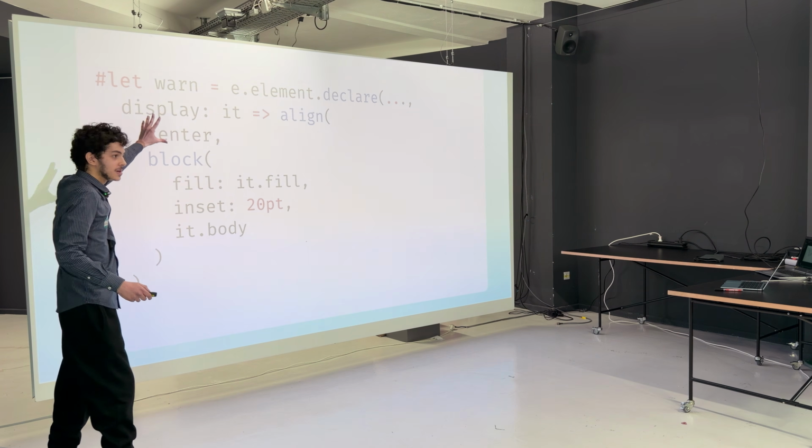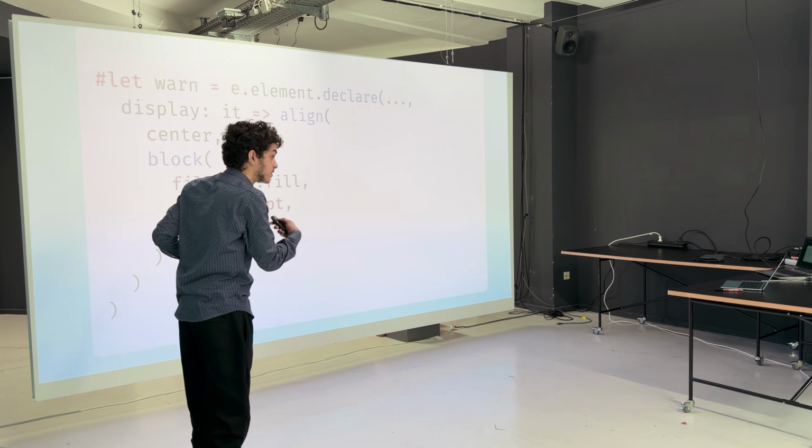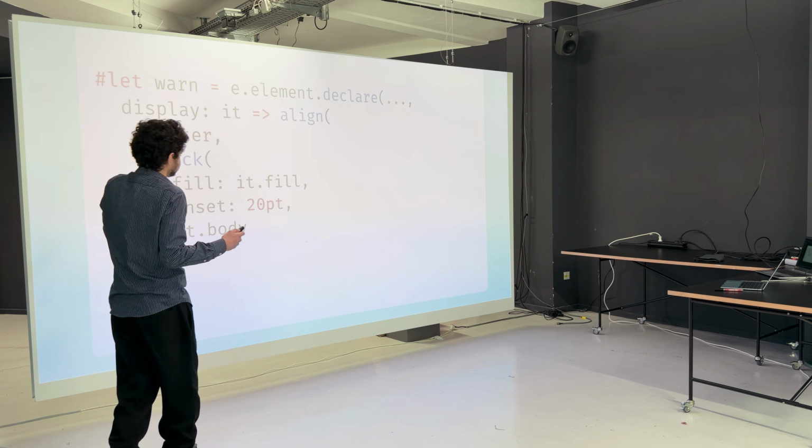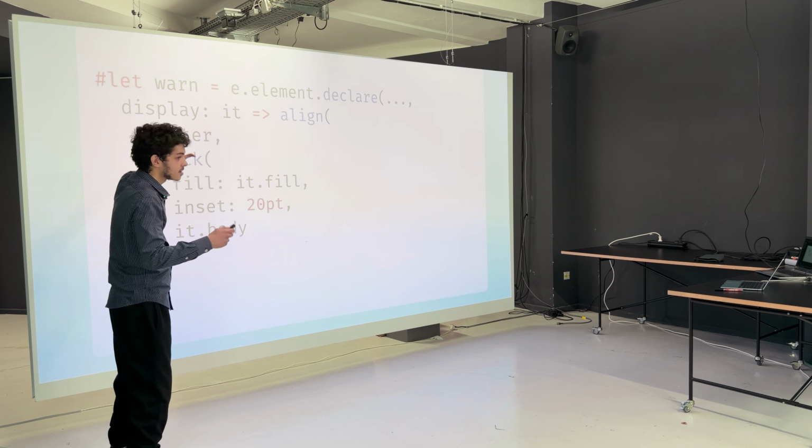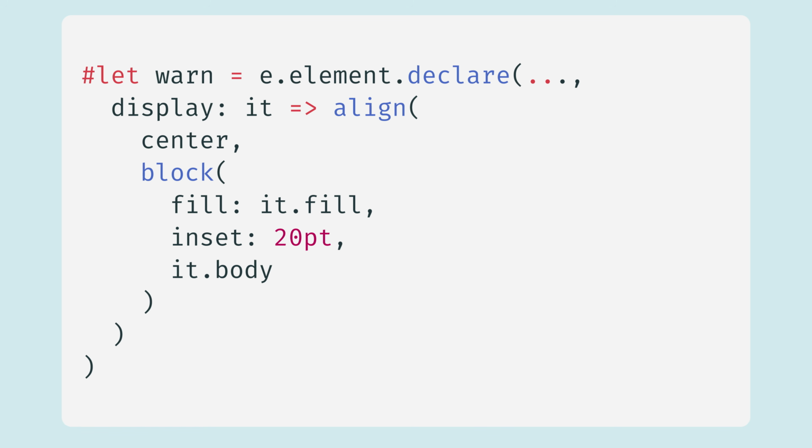And then finally, you have a display function. So this is those elements' default appearance, and you can customize their show rules if you want, but this is how it's going to display by default. So a center aligned block with the field that you provided, right?